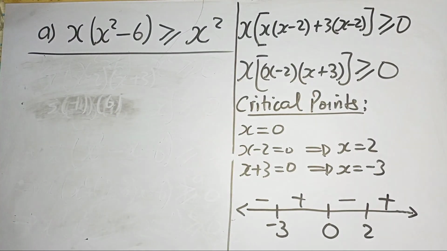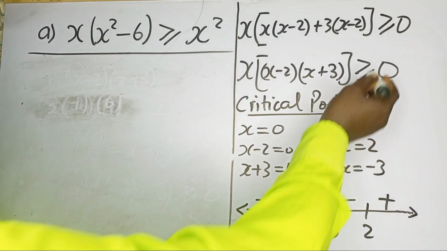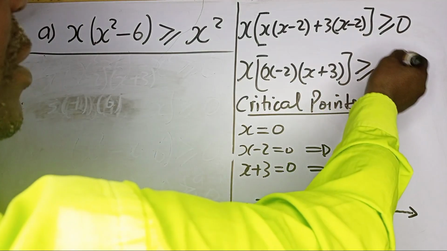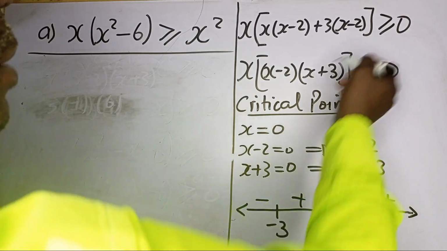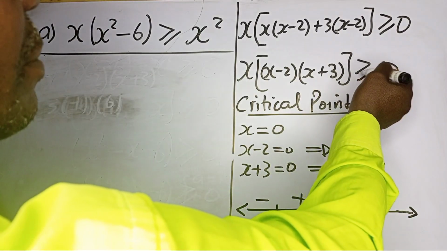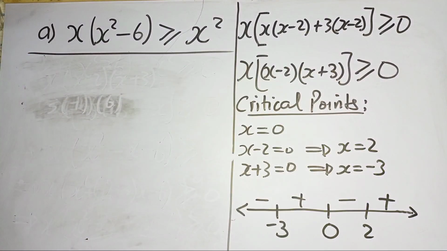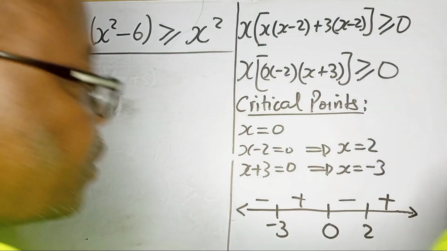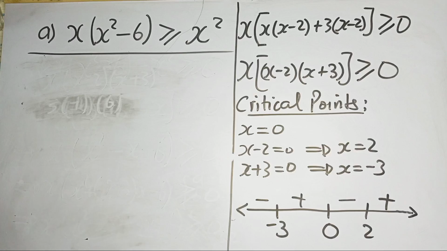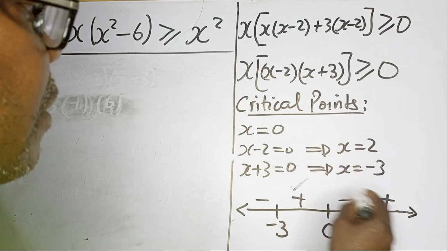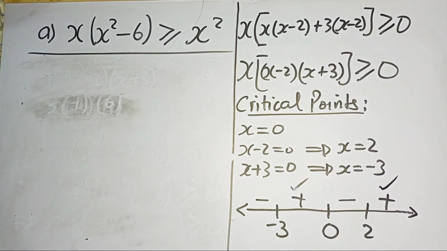Our analysis complete. Now, which of the zones 1, 2, 3, 4 is going to constitute our solution set? Again, we look at our final expression, the expression from where we got our critical points. The inequality sign there is greater than or equal to 0. That means positive. Greater than or equal to 0 is positive. We should always remember that. So where do we have positive? We have positive here and we have positive here. So those are the two zones that will constitute our solution set.